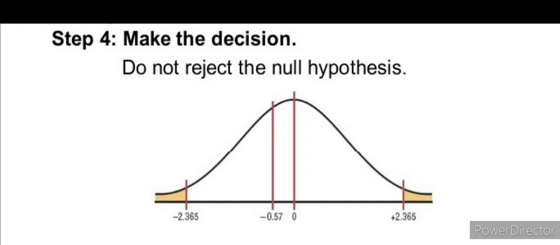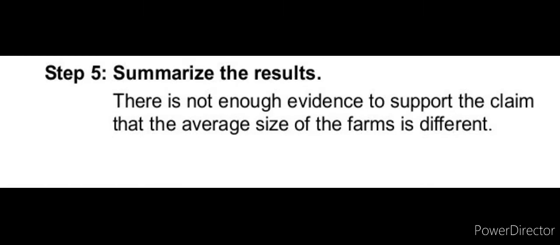And the last part is step 5, summarize the results. Since our null hypothesis is not rejected, we conclude that there is not enough evidence to support the claim that the average size of the farms is different.